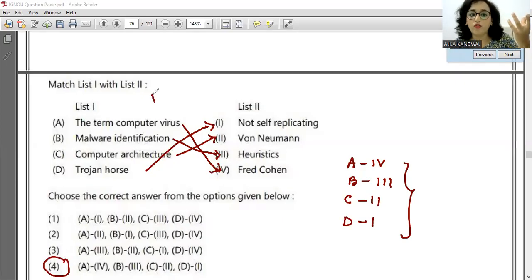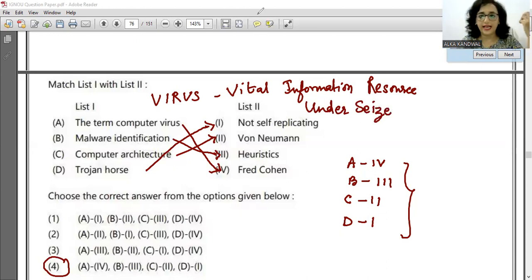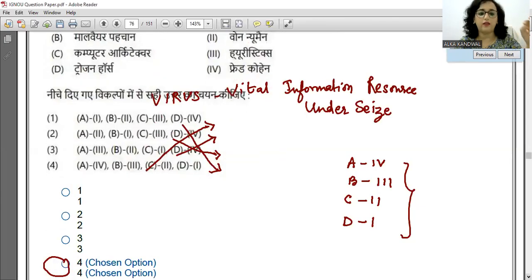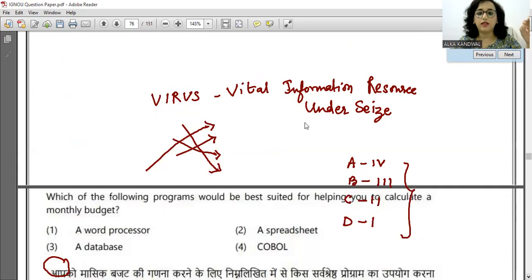What is the full form of virus? Vital Information Resource Under Seize. So this is the full form of virus. Yes, so that is the correct answer. So I hope you all are taking note of it because you might get some of these questions. Okay, and these questions are a bit high level also और बहुत interesting भी हैं. Yes, so let us see the next question.